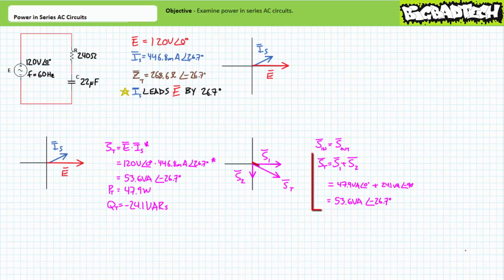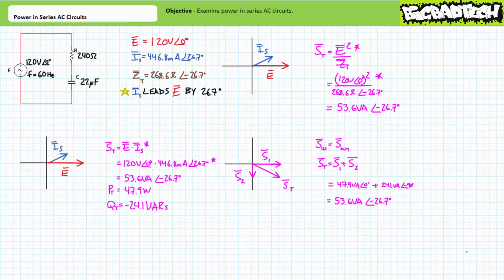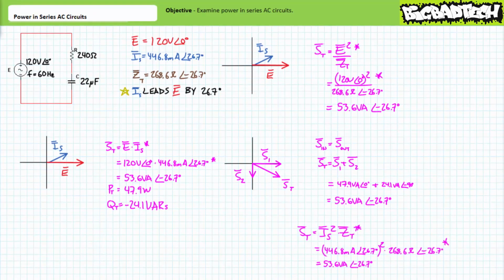Accounting for direction, the summation of the apparent power delivered to the resistor and the apparent power delivered to the capacitor yields a total apparent power figure of 53.6 volt amperes at an angle of negative 26.7 degrees. Importantly, this figure verifies our earlier calculation with respect to the source. Alternate methods of calculating total apparent power, specifically the complex conjugate of supply voltage squared divided by total impedance, and the complex conjugate of source current squared times total impedance, yield the same results.